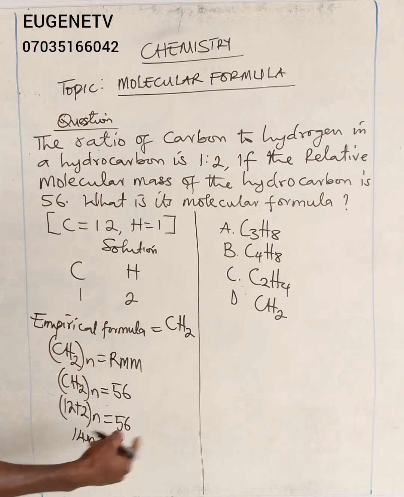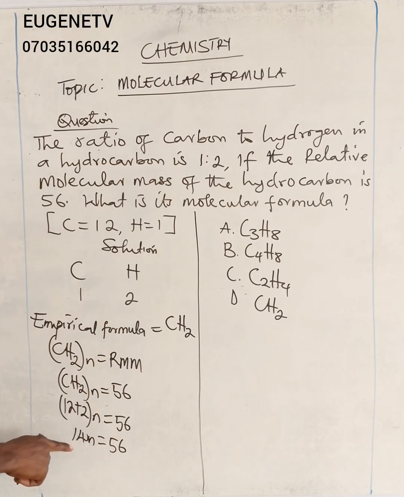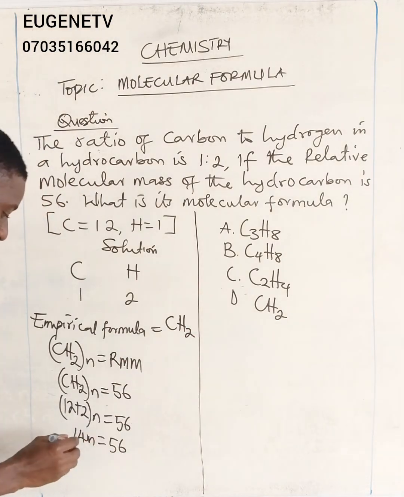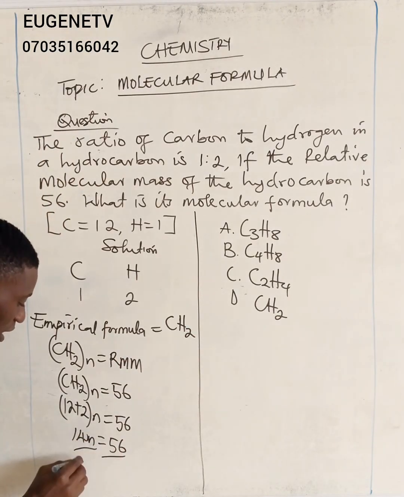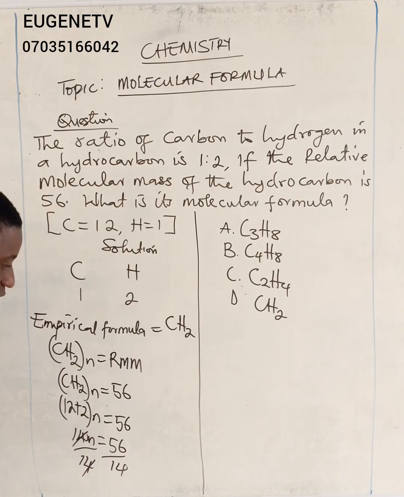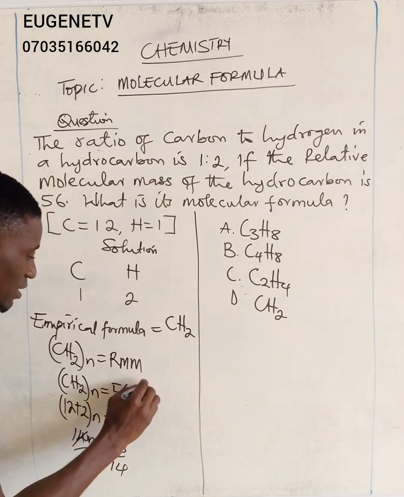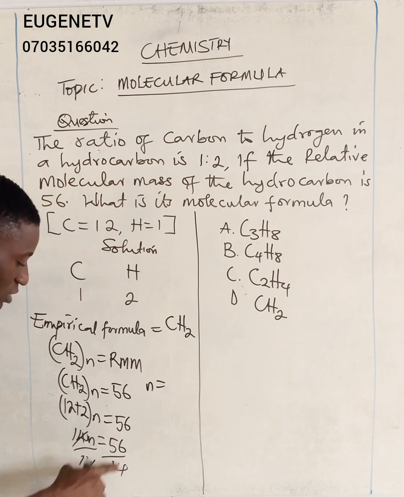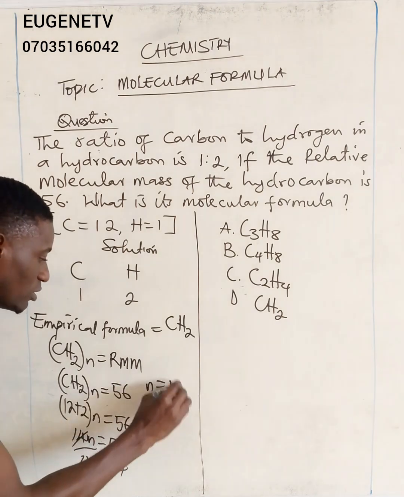At this point, we divide both sides of the equation by the coefficient of the unknown, which is 14. So we divide both sides by 14. This 14 will cancel 14, so that our n is going to be 56 divided by 14. The answer is going to be 4.